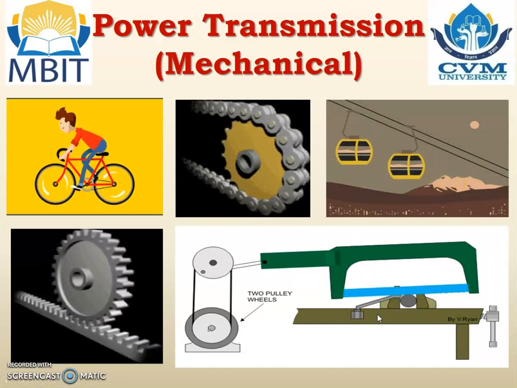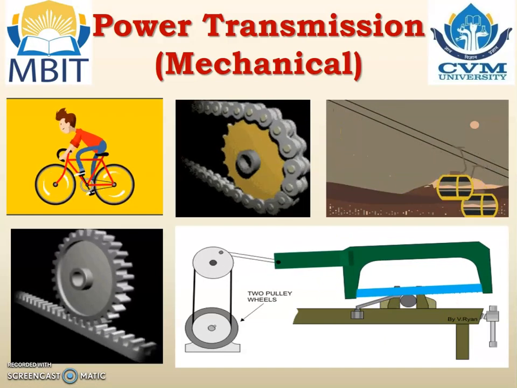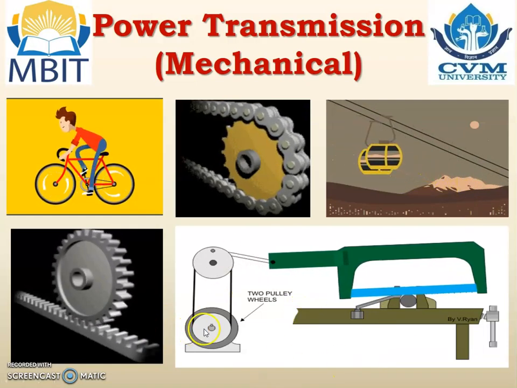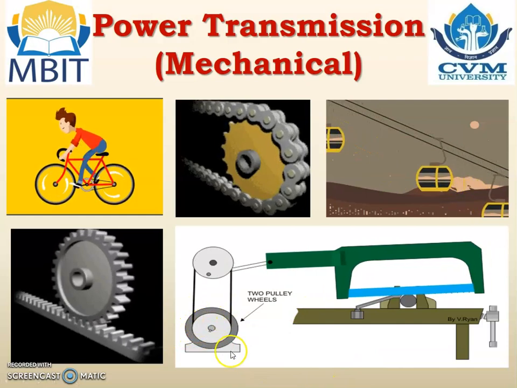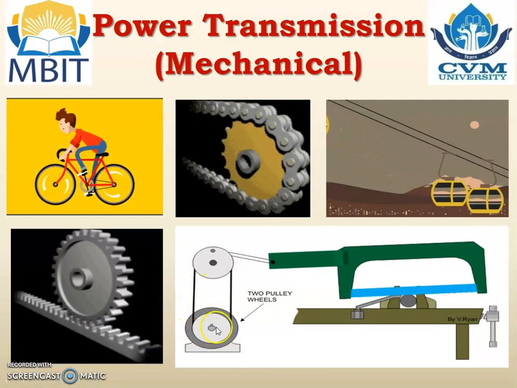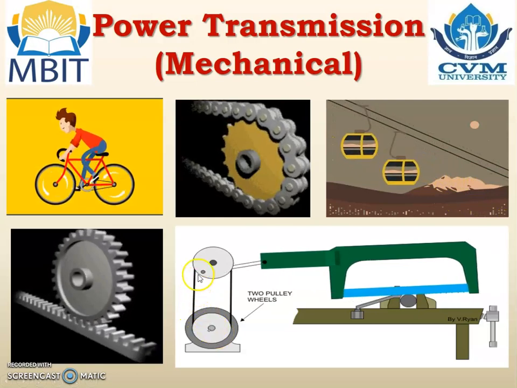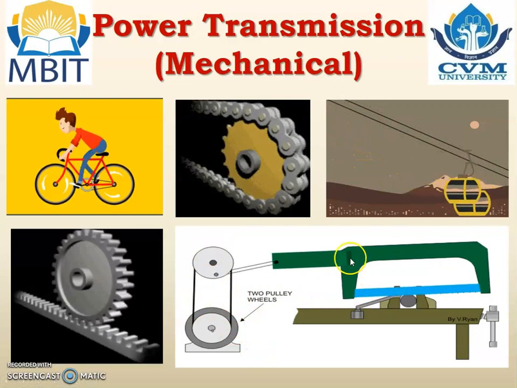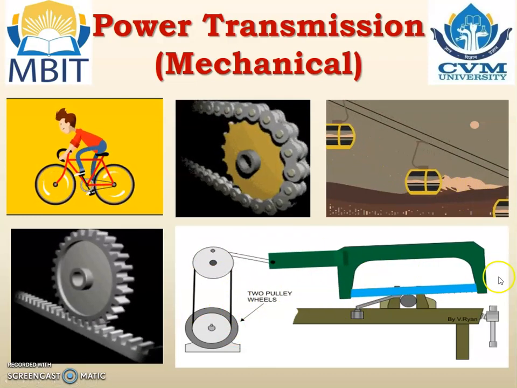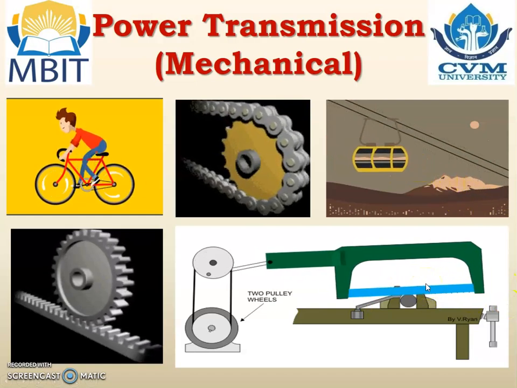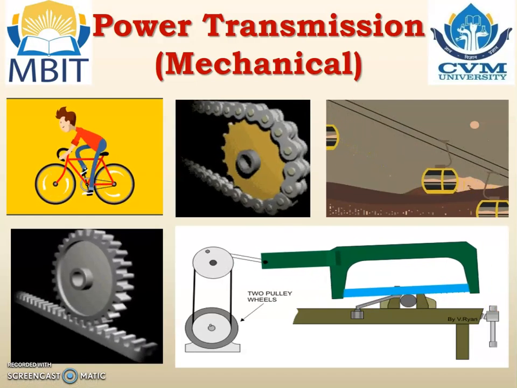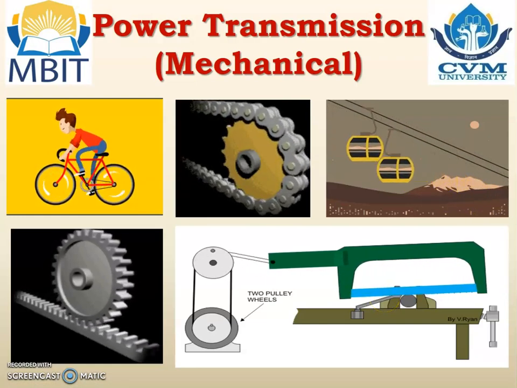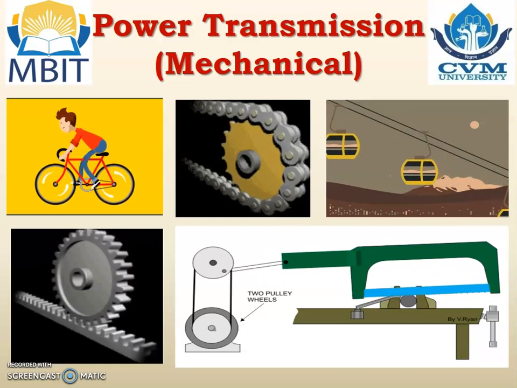I think this is the hacksaw machine which you must have seen in the workshop, which is utilized for cutting. Here the motor is there, and on the motor a pulley is connected, and the power is transmitted from the pulley connected to the motor to the pulley at the top with the help of the belt, and then the power is transmitted to the hacksaw blade where the cutting takes place. So all these are different examples of mechanical power transmission, and we are going to study them in detail in today's lecture.